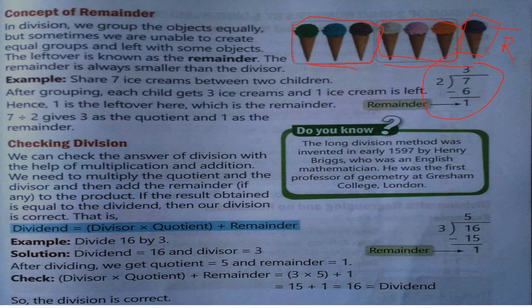So what will we do? We will take 6. So 2 3s are 6. So 1 will come down. So this 1 will become our remainder. Got it? This is the remainder.